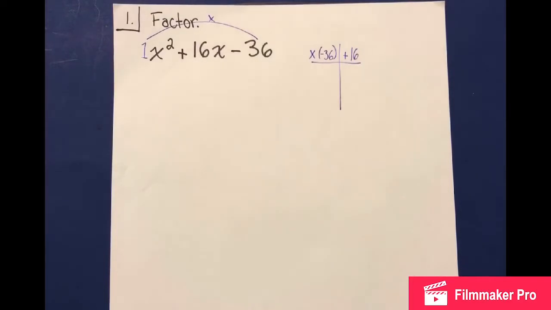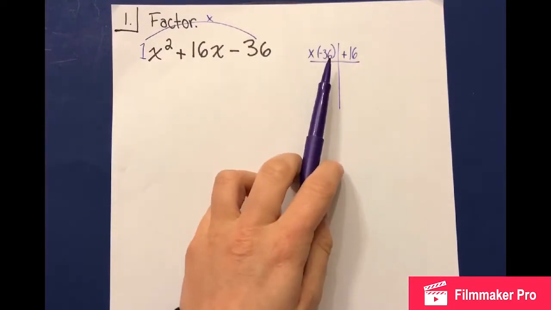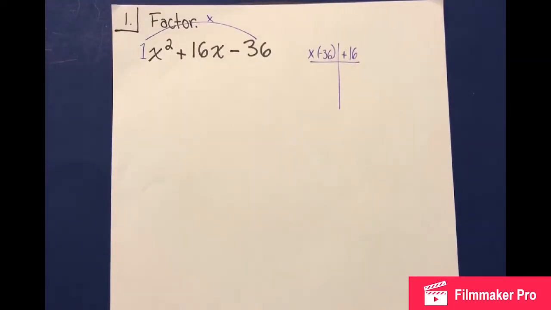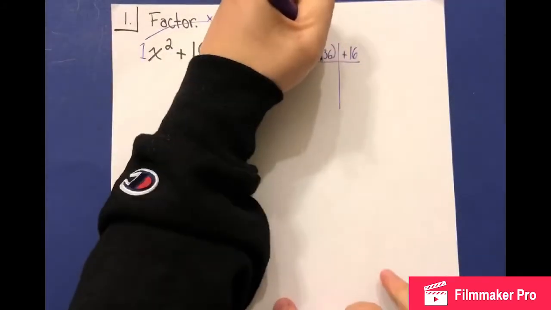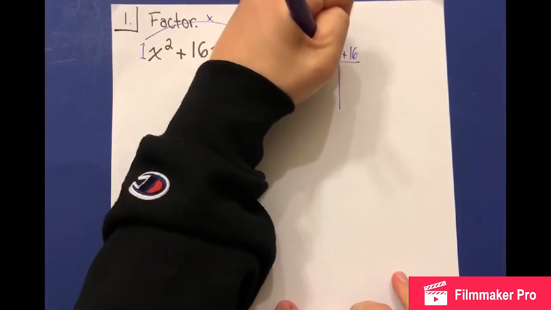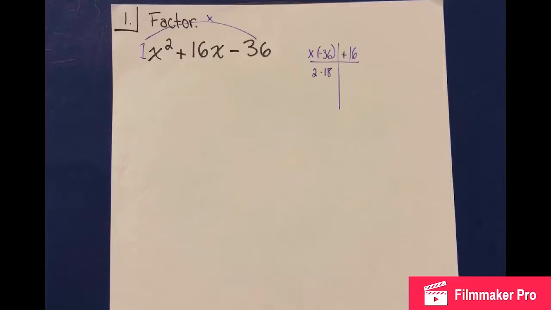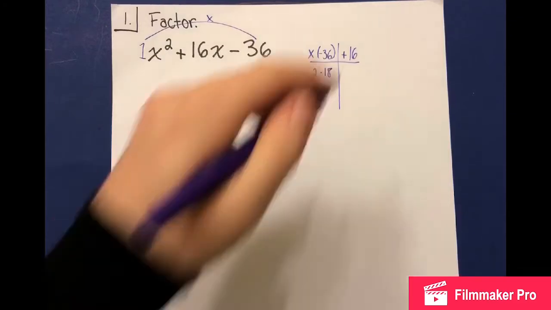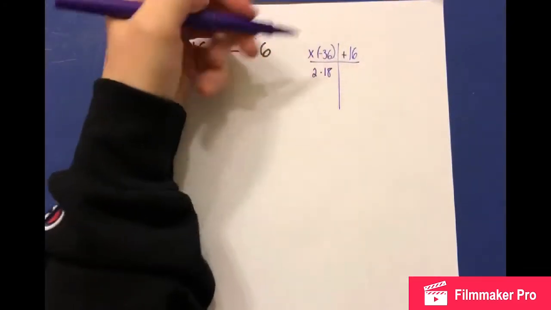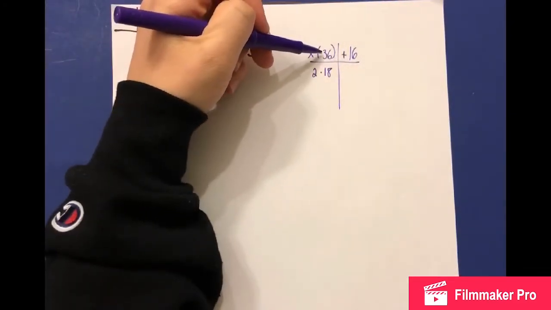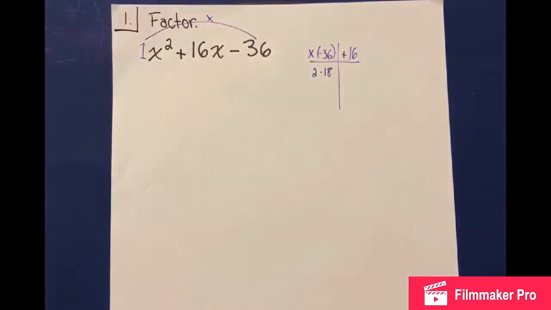So I look for numbers that multiply to 36. I'm thinking 6 and 6, 2 and 18 potentially. And I want the ones that pretty much have a difference of 16, so I can get 16 out of it. And 2 and 18 are going to be those numbers if I think difference. But it needs to multiply to a negative 36. In order for it to multiply to a negative 36, one of these numbers has to be negative.